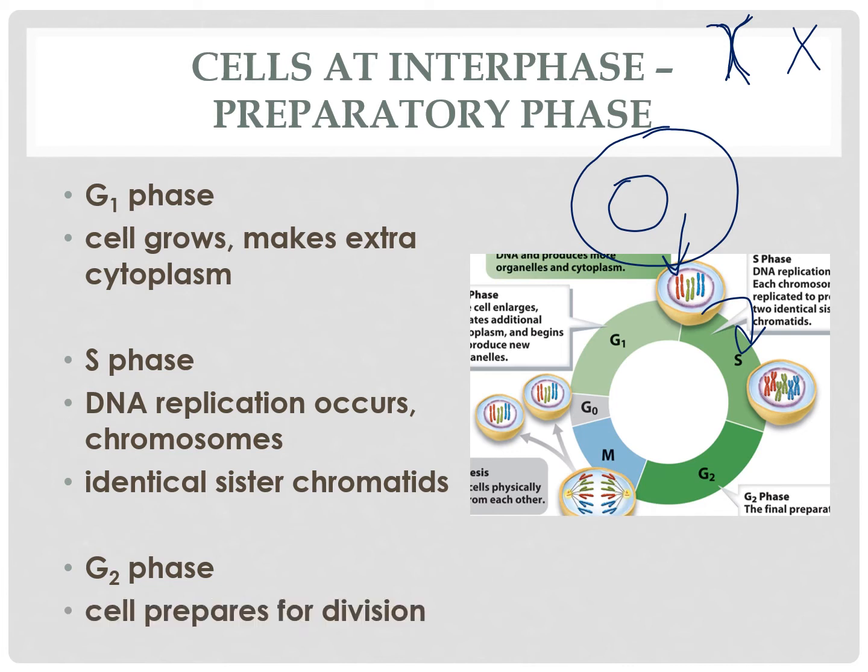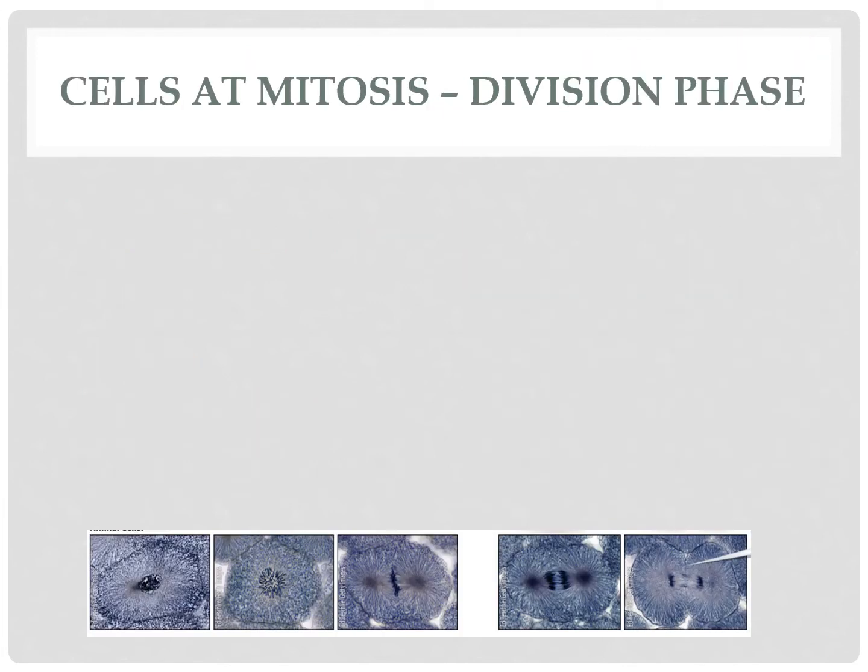Then we go into G2. That's like our final preparation. So anything that hasn't happened, taking a little bit of extra time, just making sure that everything is perfect and ready to go into the division stage of cell division. So it's just preparing every last thing that it can.